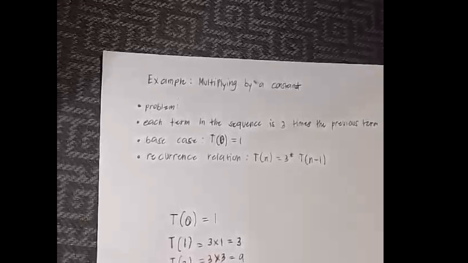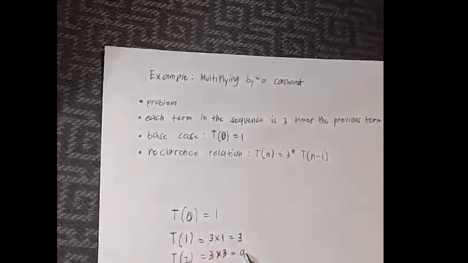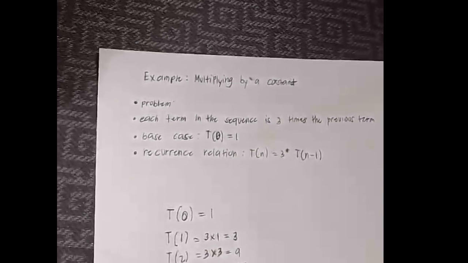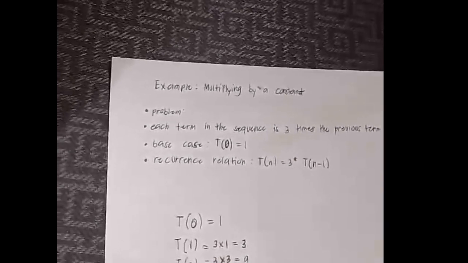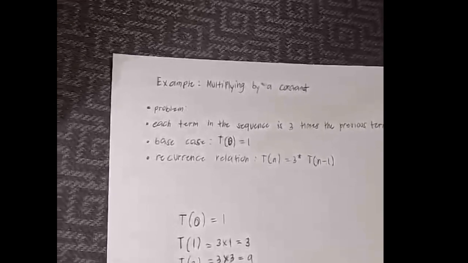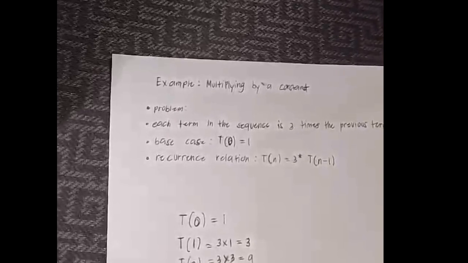T_3 equals 3 times 9 equals 27. T_4 equals 3 times 27 equals 81.